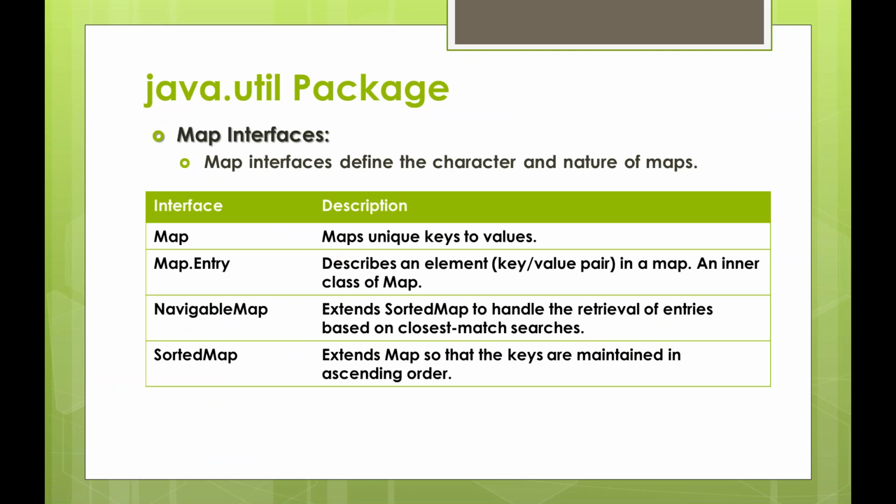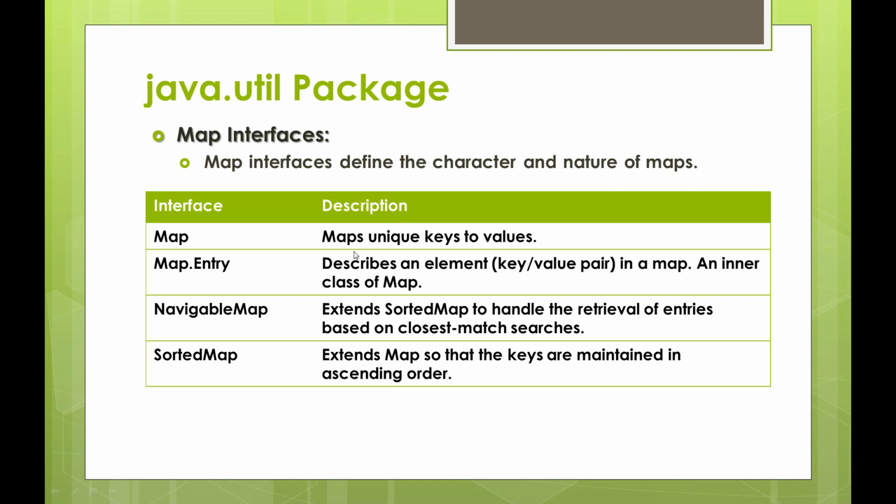Okay. So let us discuss the interfaces first. We have a few interfaces with respect to maps. One is Map. Map is at the root of your maps, like Collection is for the collection framework. It maps unique keys and values. So the key-value pair is unique, because even if you have duplicate values, you'll have unique keys.